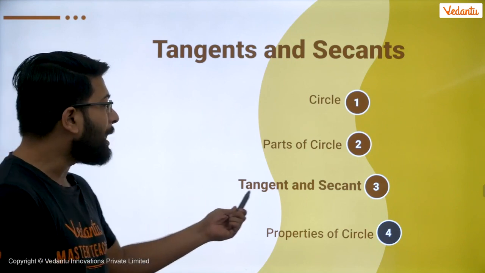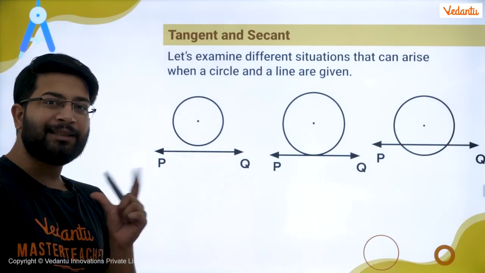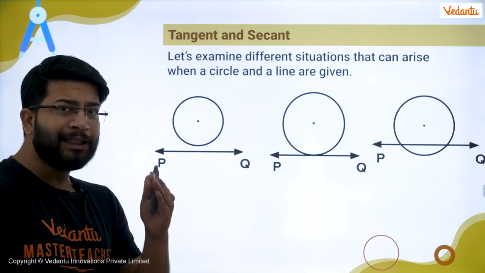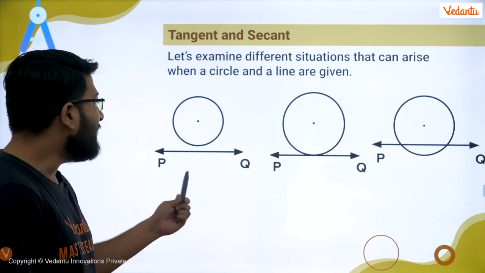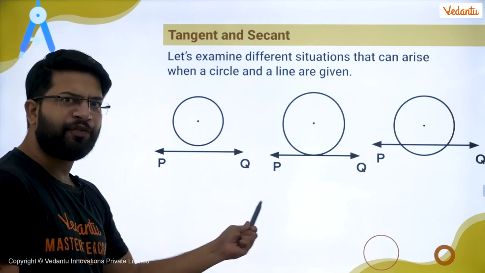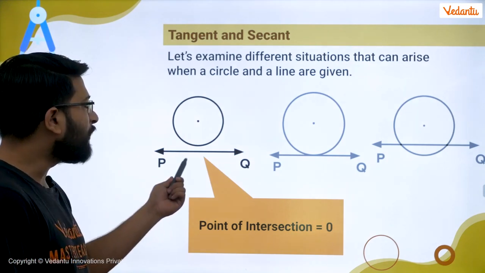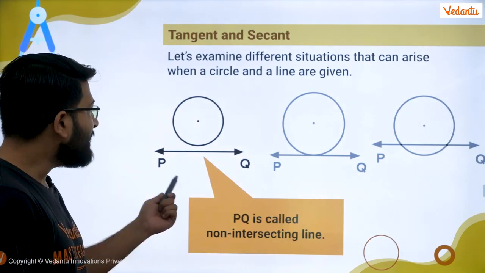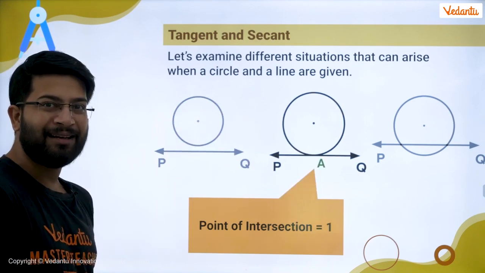Now champ, let's talk about the tangent and secant also. Tangent and secant are both lines, and they depend on their position with respect to the circle. The line and the circle can have 3 different positions. In the first one, there is no point of intersection between the line and the circle. That is why we say that line PQ is a non-intersecting line.